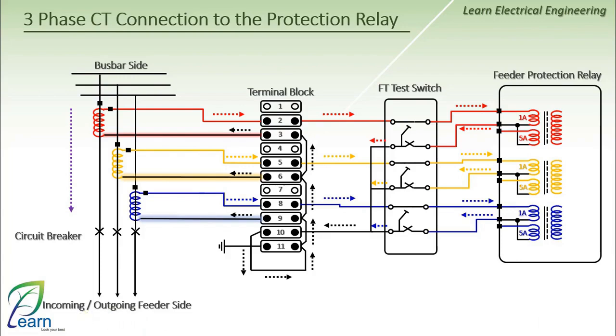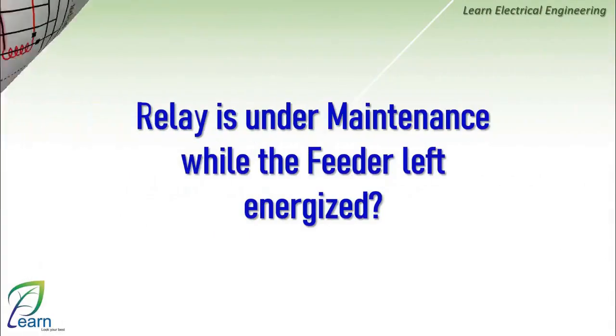Very good. Now let's assume that I want to perform maintenance on the protection relay without disconnecting the feeder, and of course, I have another protection relay, or let's assume you have disconnected the feeder and are working on the relay maintenance. In both cases, you must make a shorting on the CT that feeds the protection relay.